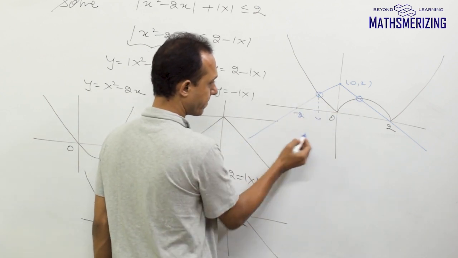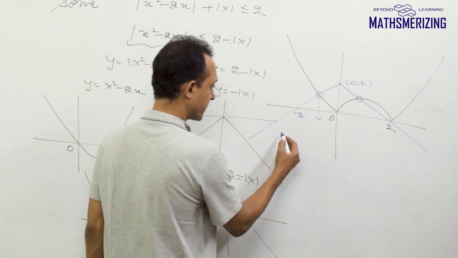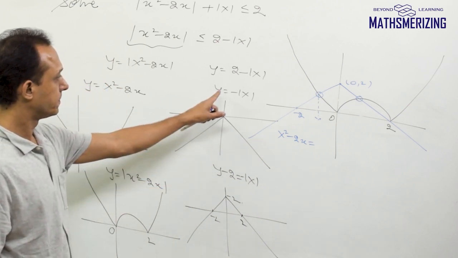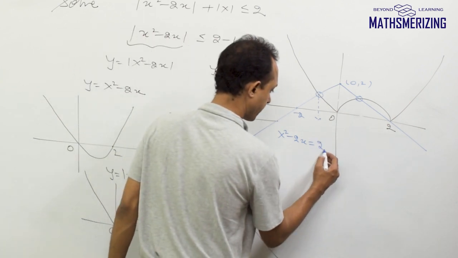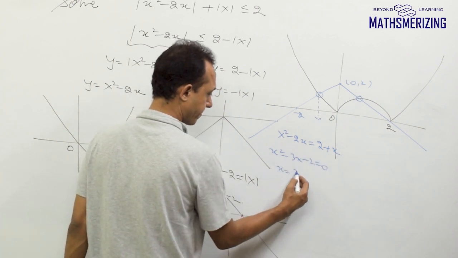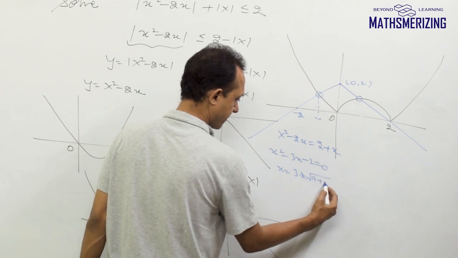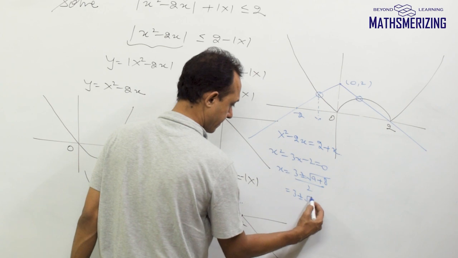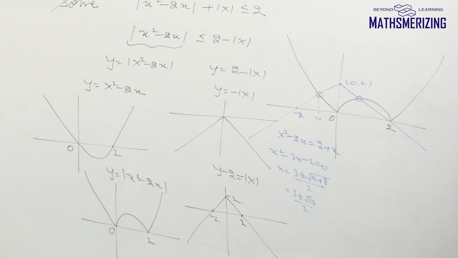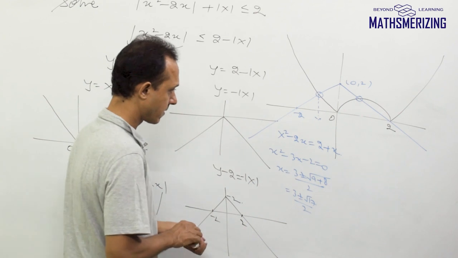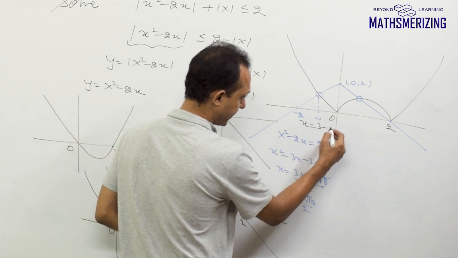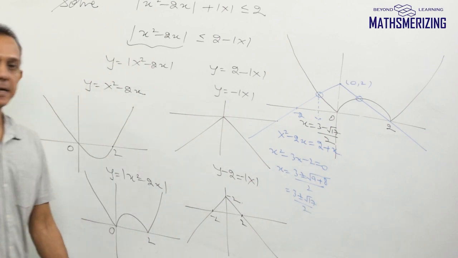Now for this one, it is x square minus 2x, and this is equals to 2 plus x. So this is x square minus 3x minus 2 equals to 0. So x equals 3 plus minus root 17 by 2. And because x is less than 0, I'll take the negative number. So this point of intersection is x equals 3 minus under root 17 by 2.